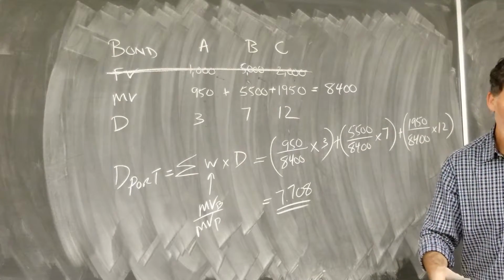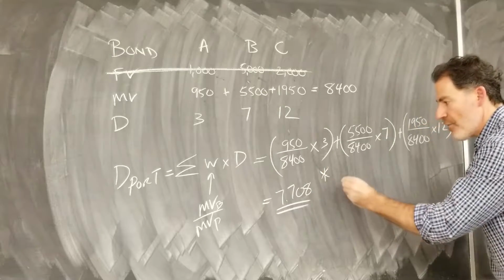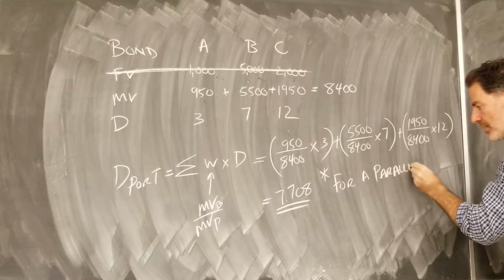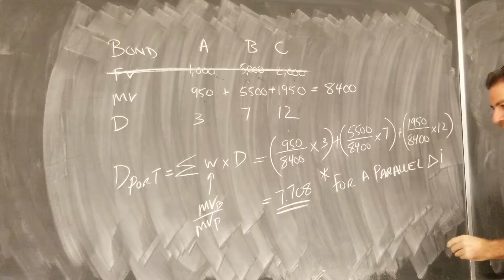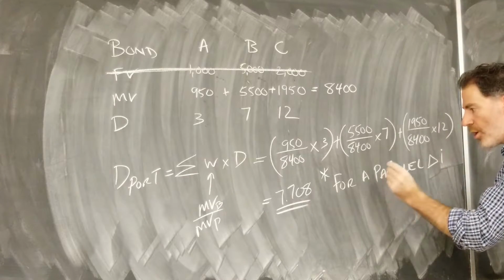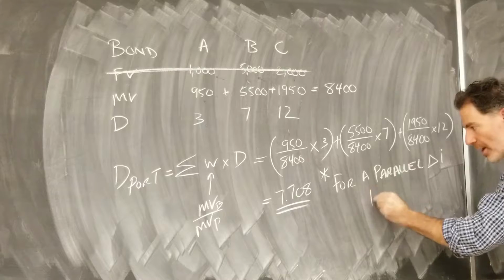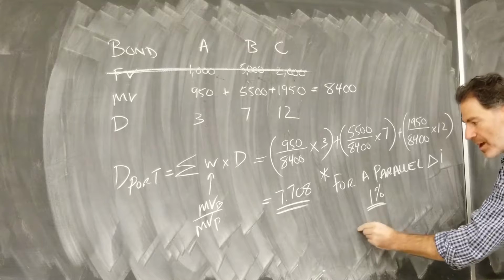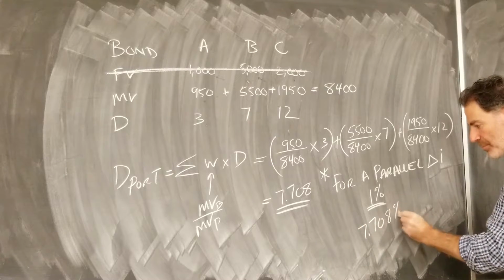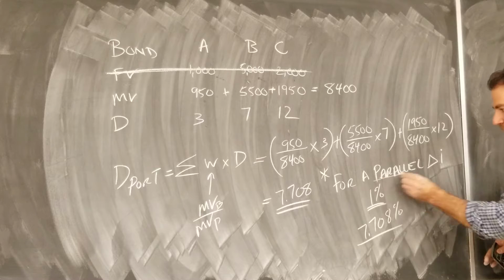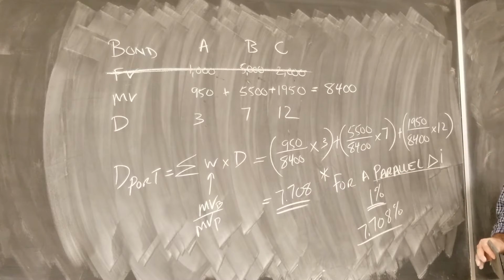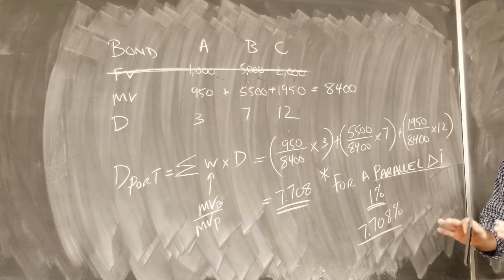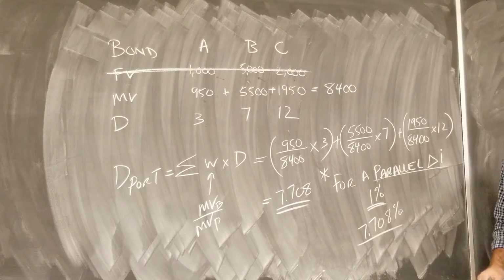What does this mean? And now this is the key. For a parallel change in interest rates, our portfolio will change, well, let's say for a 1% parallel change in interest rates, our portfolio will change by about 7.708%. But the key is a parallel change. If the yield curve changes shape, then portfolio duration is unreliable. We know that. That was another point. Okay, so now we're on to the next.